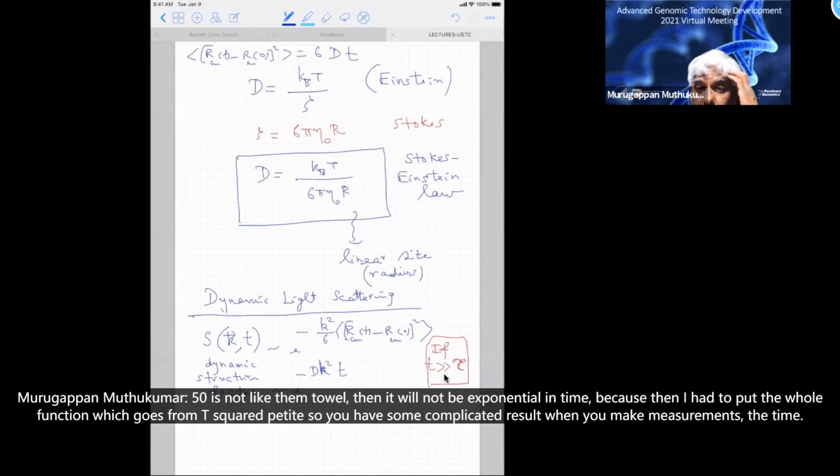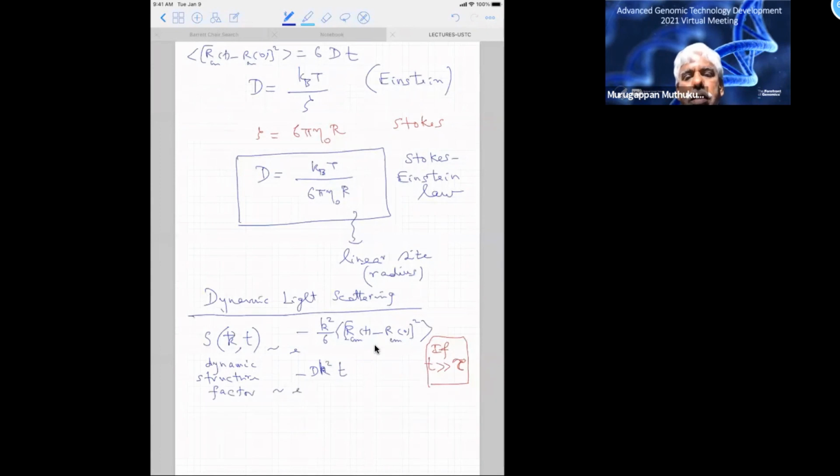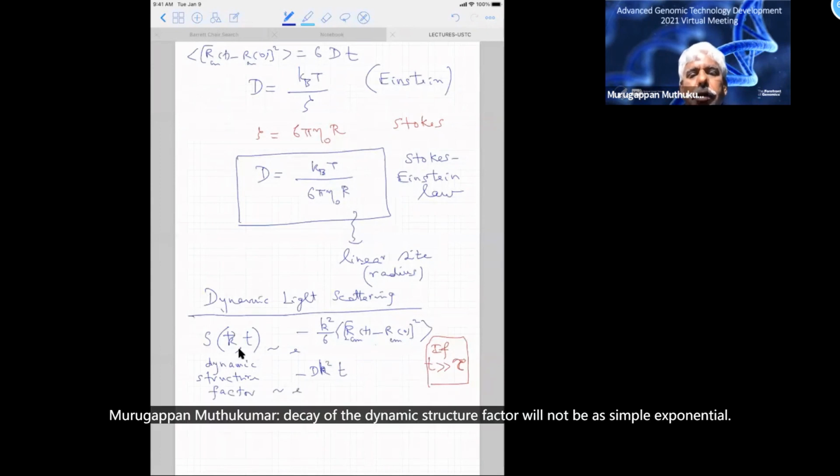If t is not larger than tau, then it will not be exponential in time, because then I have to put the whole function, which goes from t squared to t. So you'll have some complicated result when you make measurements. The time decay of the dynamic structure factor will not be a simple exponential.